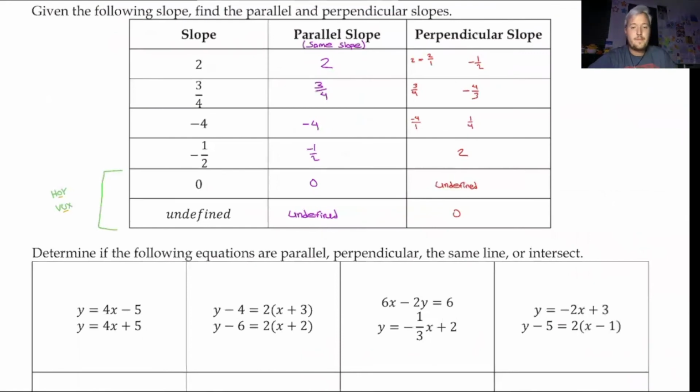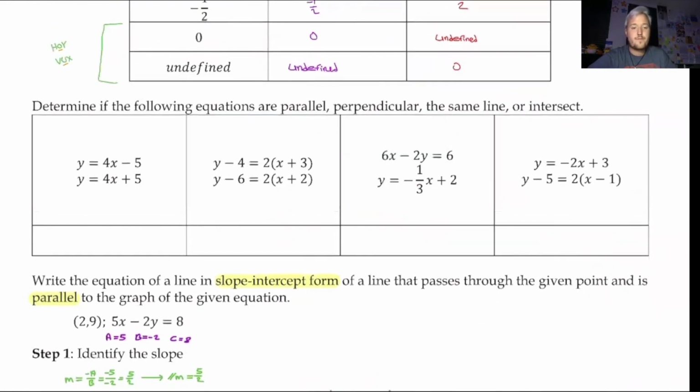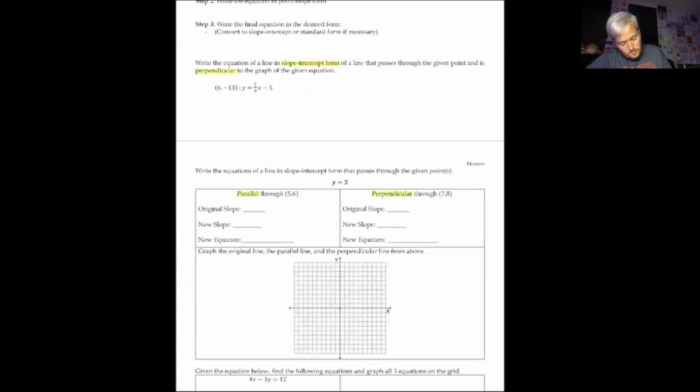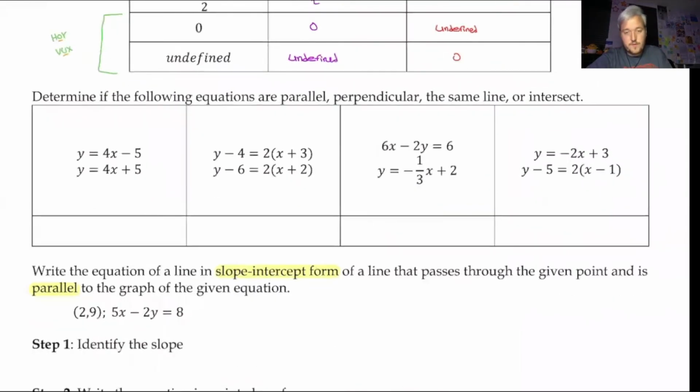All right. So now looking down here, I never got rid of any of that. These need to go. Okay, so with these 4 problems right here, I give you 4 different sets of equations, and you are supposed to tell me whether these lines are parallel, perpendicular, the same line, or if they just intersect.